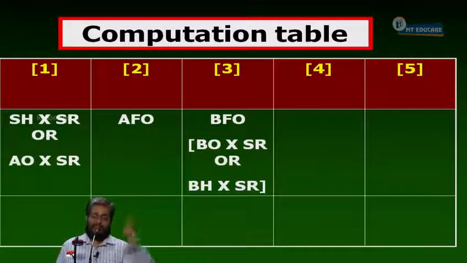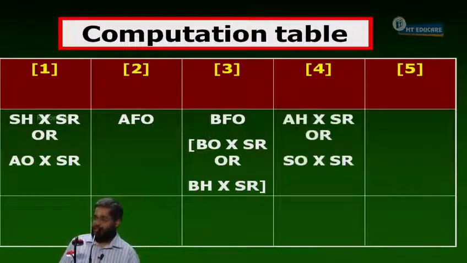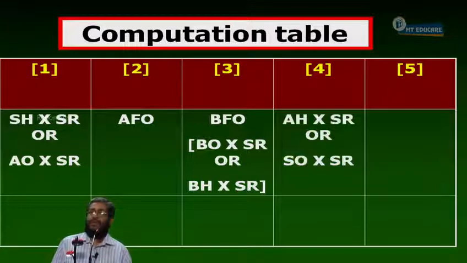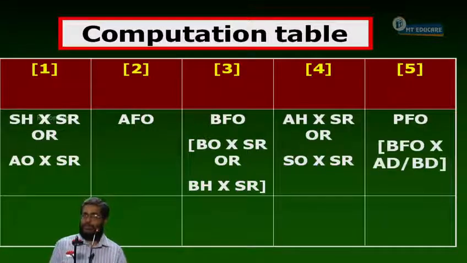Fourth column is same as the third column of variable overhead. What is the fourth column? AH into SR or SO into SR. Last column is PFO. In bracket write BFO into AD by BD, that is BFO into actual days divided by budgeted days.